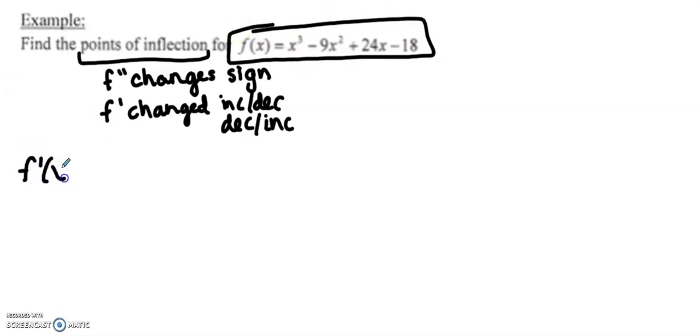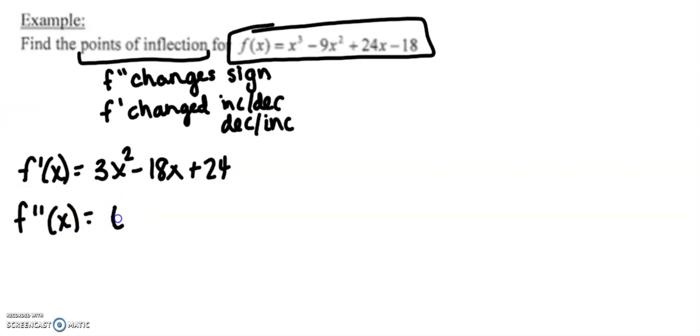Well, to get to the second derivative, I have to take the first derivative. Here's 3x squared minus 18x plus 24. I'm going to cruise right through to that second derivative. I'm going to get 6x minus 18.